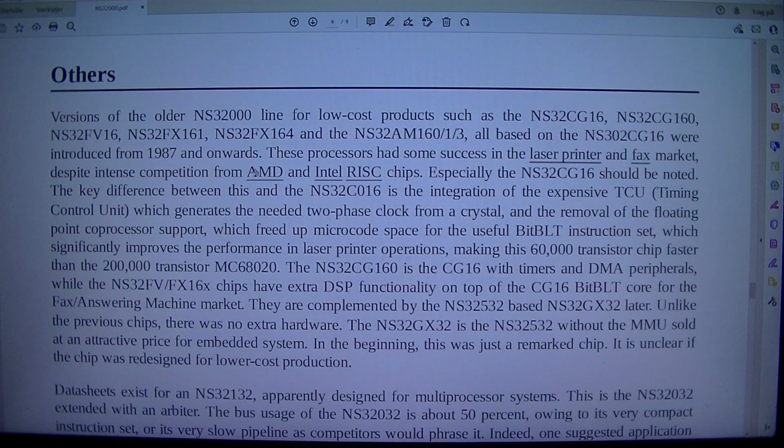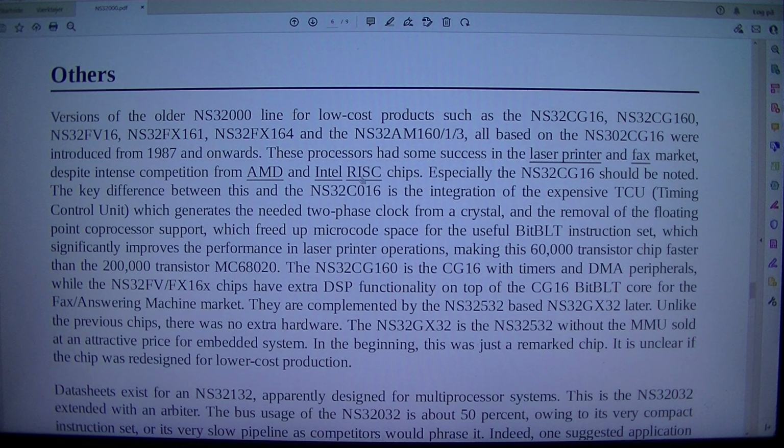Other versions of the older NS32000 line for low-cost products such as the NS32CG16, NS32CG160, NS32FV16, NS32FX161, NS32FX164 and the NS32M160/1/3, all based on the NS32CG16, were introduced from 1987 and onwards.